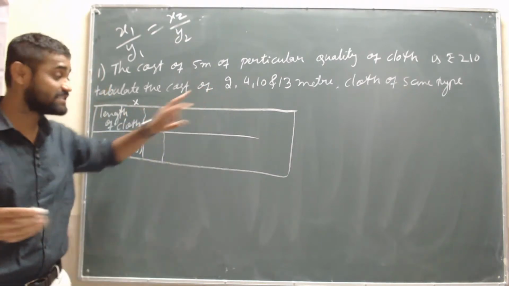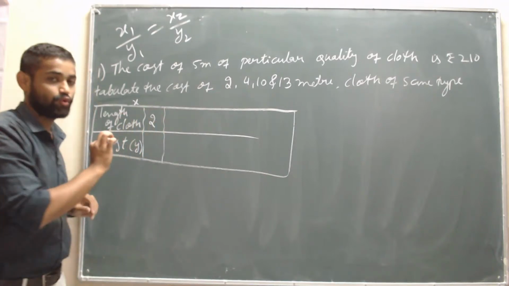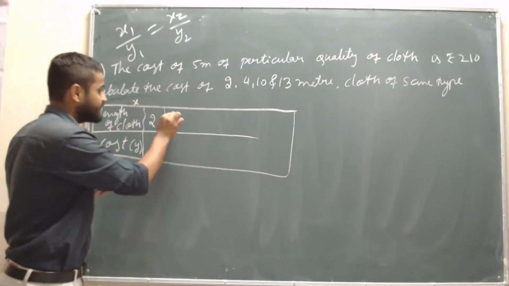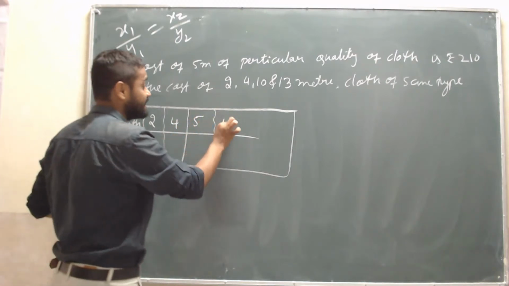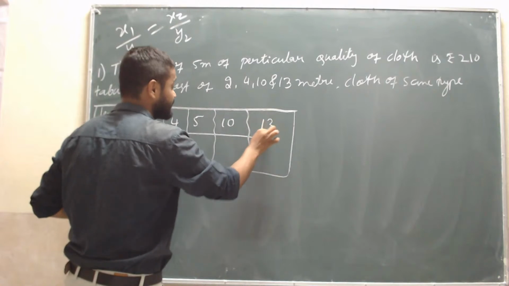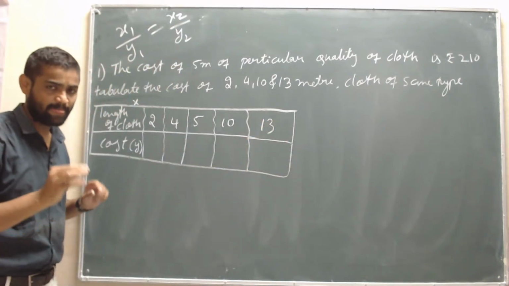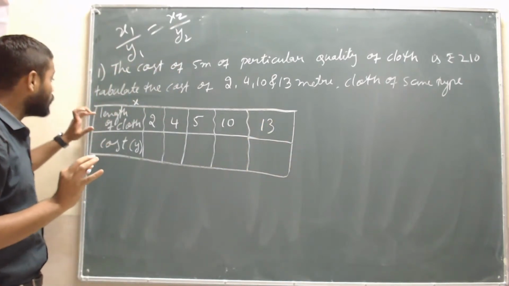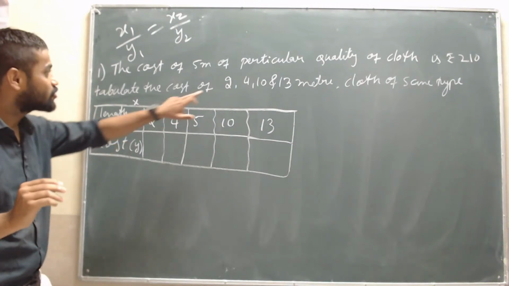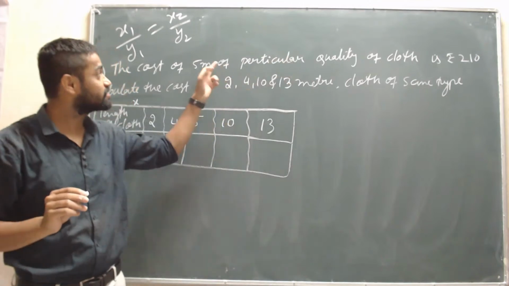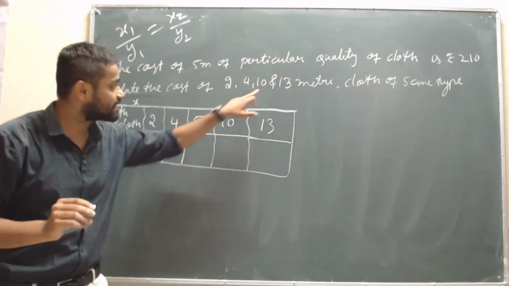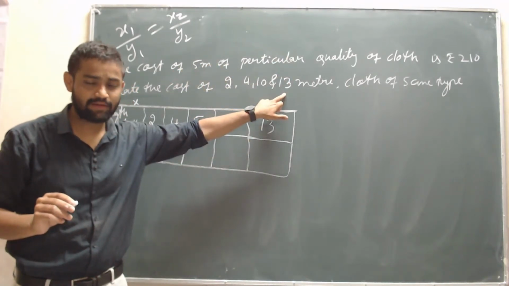Sir, may I write 2? Yes, 2 here, and 4, and 5, and 10, and as well as 13. What have I written here? Only the length of cloth: 2 meters, 4 meters, 5 meters, which is the 5 meters of cloth he has given, and 10 meters as well as 13 meters.